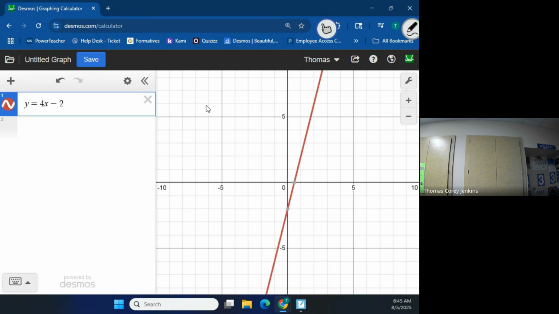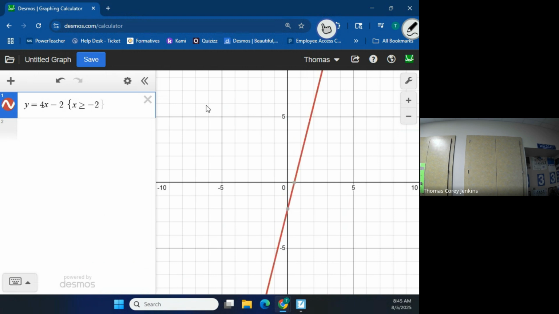Again, this is just the example from our note template. Our domain restriction, you want to type in brackets. So I just hit space once, and I'm going to open a bracket, and I'm going to type in my domain restriction for that piece. X is greater than or equal to -2.